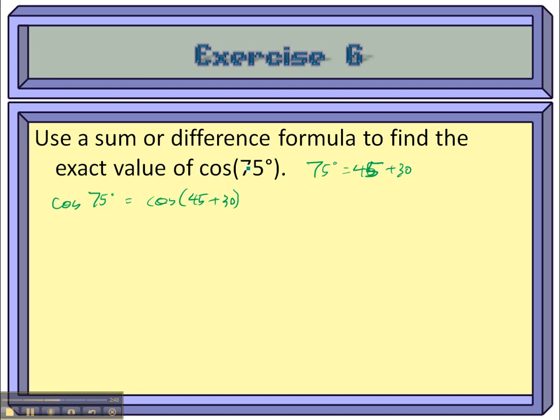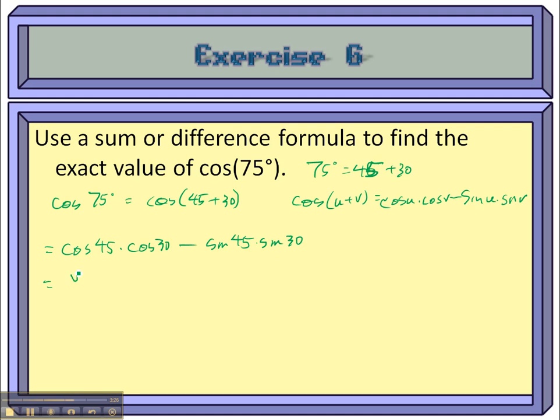This is a sum. The cosine sum formula is cosine of u plus v equals cosine u cosine v, it's a different sign though, minus sine u times sine v. All that to say that this is equal to the cosine of 45 times cosine 30 minus sine 45 times sine 30.